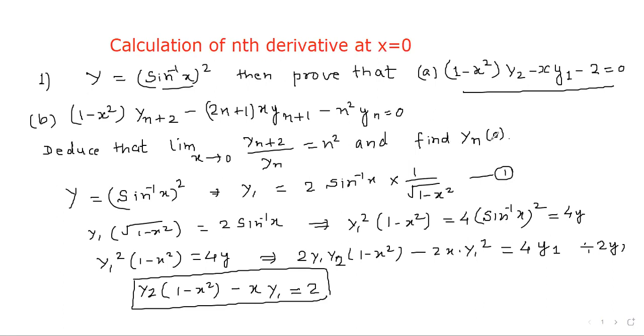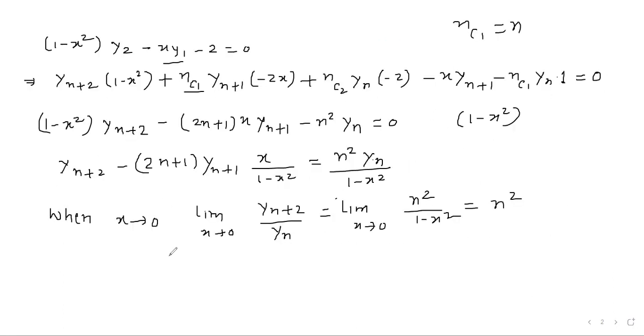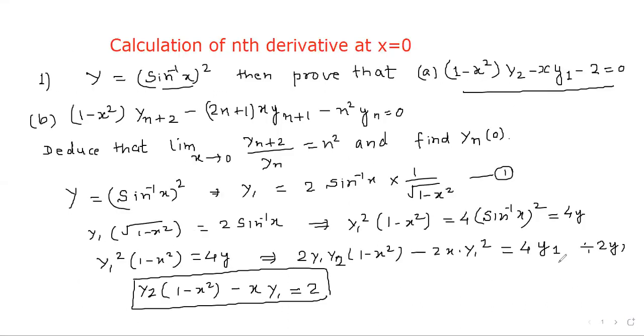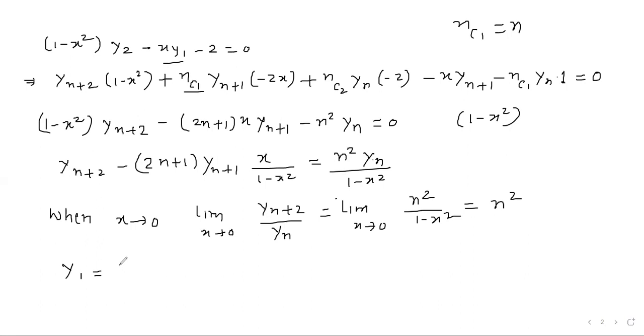Now we have to find yn at 0. So for this purpose, we have to take equation 1, and equation 1 was for the first derivative, that was y1 equal to, we can refer back to this equation, y1 equal to 2 sine inverse x divided by root of 1 minus x square. So let's write it here again: 2 sine inverse x divided by root of 1 minus x square, and we get y1 at 0, means we are putting x equal to 0, so this would be 0.